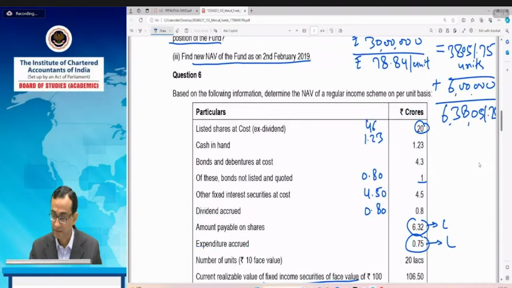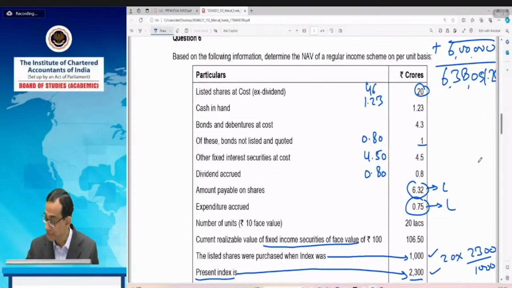I think we have covered all this. Let's wait. We have covered all this. Let us now solve it. I hope now you are able to understand how net asset value will be calculated in this. So let us calculate it.